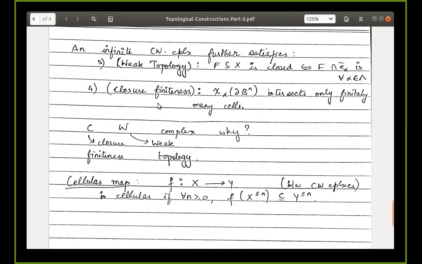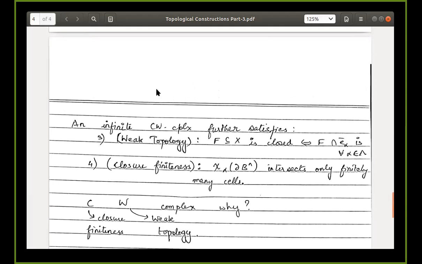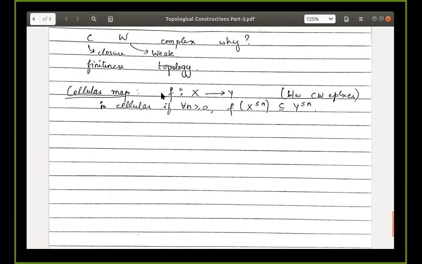So once you have CW complexes in hand, what is a map between these CW complexes? A map F from X to Y, where X and Y are CW complexes, is called cellular. Just how you have a continuous map between topological spaces, a graph homomorphism between graphs, a group homomorphism between groups, you have a cellular map between CW complexes.